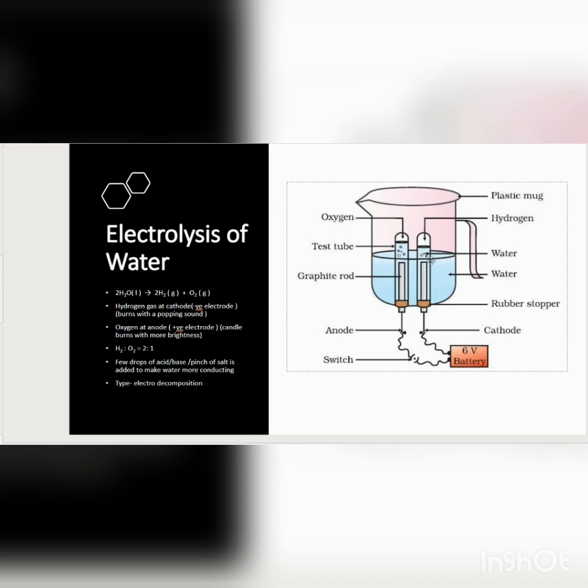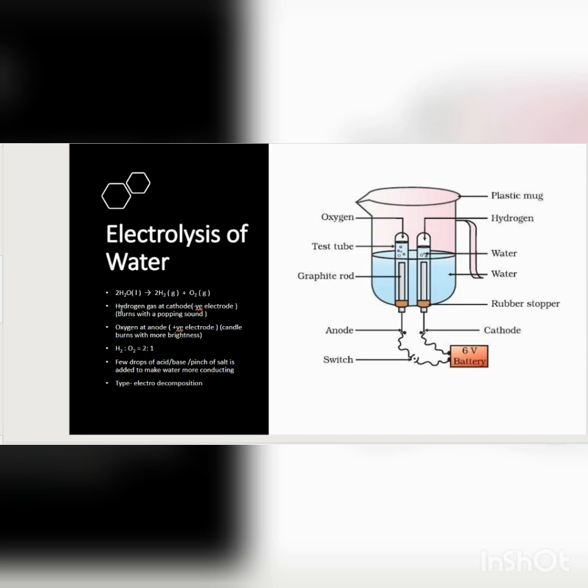How will we verify that the gas released at the anode is oxygen and at the cathode it is hydrogen? We will do a simple physical test. At the anode, when we bring a burning splinter, since oxygen is a supporter of combustion, the burning splinter or burning matchstick will start burning with more brightness.